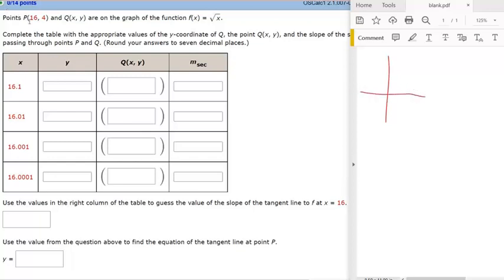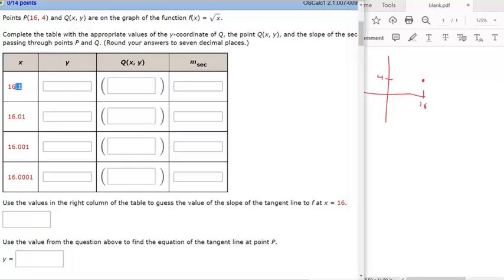So this question says there's a point at 16 on the x, 4 on the y. So, a quick rough sketch somewhere over there. That's point P. And then point Q is going to keep changing. It's going to keep getting closer and closer to point P.